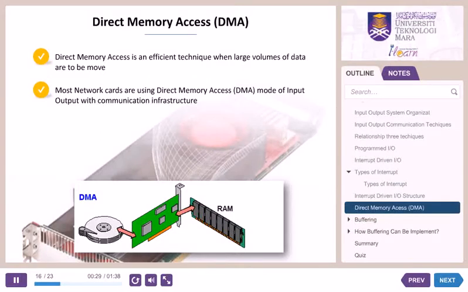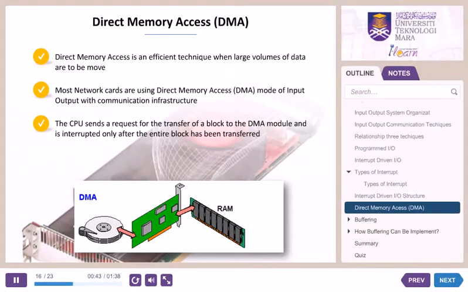The DMA function can be performed by a separate module on the system bus, or it can be incorporated into an I/O module. For example, the CPU wishes to read or write a block of data. It issues a command to the DMA module by sending the following information, which is stored in the DMA controller: whether a read or write is requested, the address of the I/O device involved, the starting location in memory to read data from or write data to, and the number of words to be read or written.